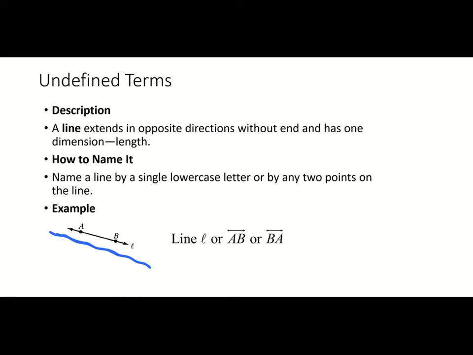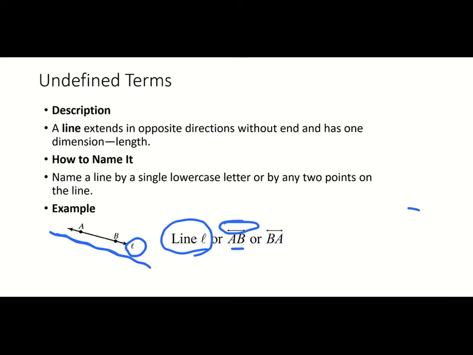When you name a line, you can name it by a single lowercase letter. So here you can see they have the L there. They named it line L. So you can write it like that. Or you can pick any two points on the line. Doesn't matter what two points you have. If there's only two, you use both. If there are more than two, you can pick any two points on the line, and you use the capital letters because you're using the points, and then you put just a small line symbol over the top.